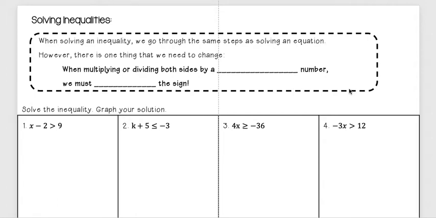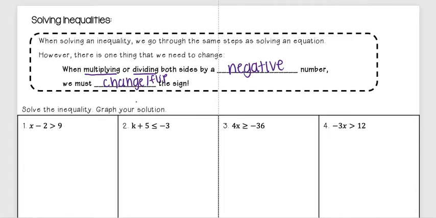So for this last video, we're going to be talking about solving inequalities. When solving an inequality, we're going to go through the same steps as solving an equation. However, there's one thing that we need to change. When multiplying or dividing both sides by a negative number, we must flip the sign or change the sign. You can say change or flip, either way.